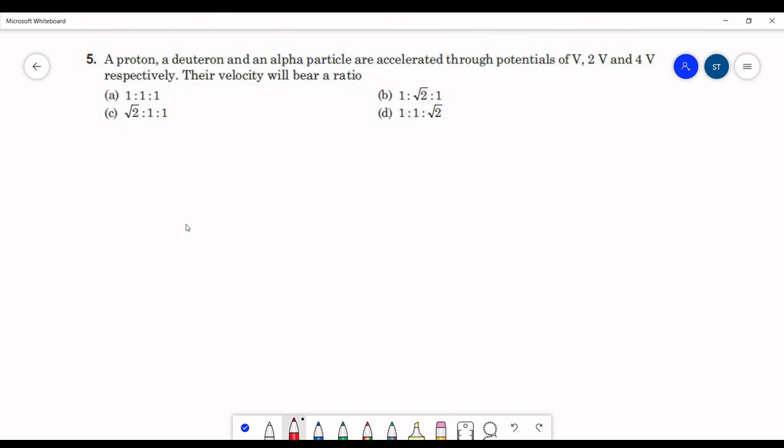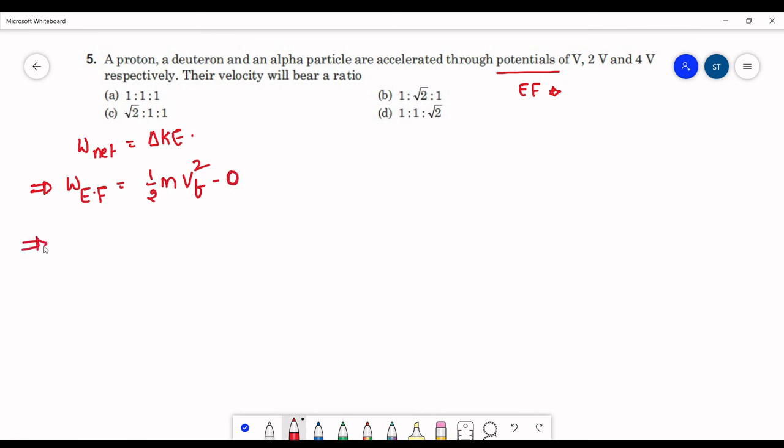So to solve this question, I will use the work energy theorem, which is: work done by net force will be equal to change in kinetic energy. Here only one force will be acting when it is accelerated through a potential difference, which will be electrical force. So here we can write work done by electrical force is equal to change in kinetic energy. Let us assume final velocity as half mv². Initially it will be at rest, so initial kinetic energy will be equal to 0.